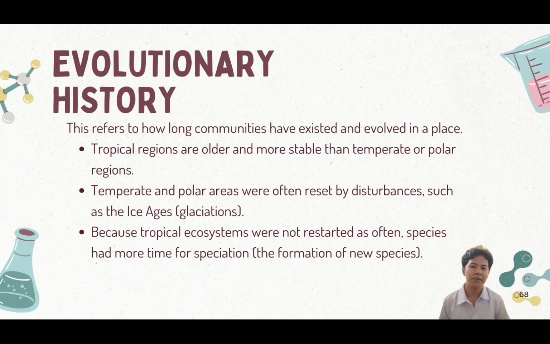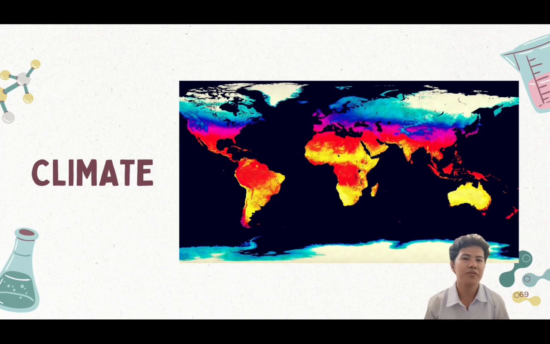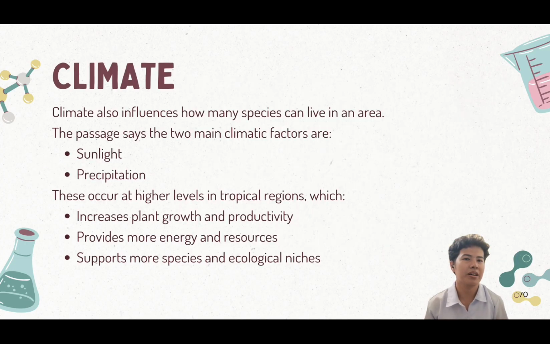Another example of this is climate. Climate also influences how many species can live in an area. There are two main climatic factors: sunlight and precipitation. These occur at high levels in tropical regions, which increases plant growth and productivity, provides more energy and resources, and supports more species and ecological niches.